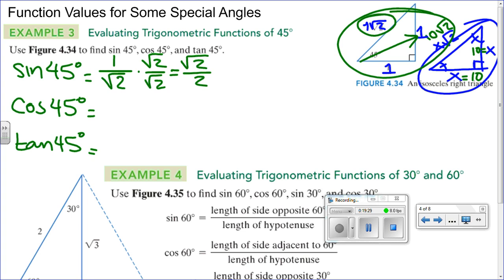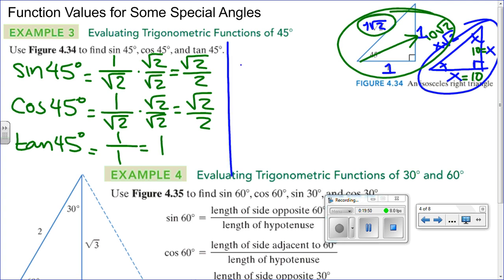Now for the cosine, it's the adjacent, so 1 over the hypotenuse. We rationalize, and that will be the square root of 2 over 2. Tangent is going to be the opposite over the adjacent. So that would be 1 over 1, which is 1.